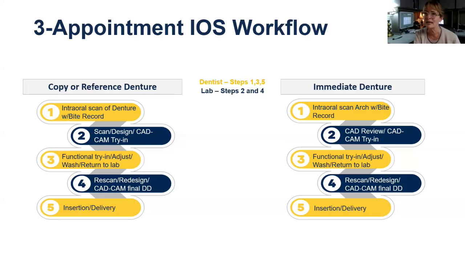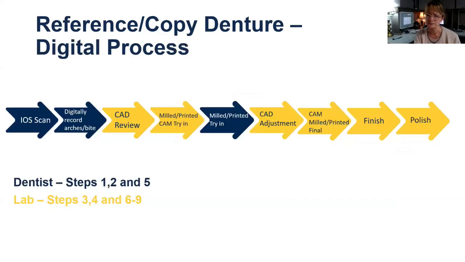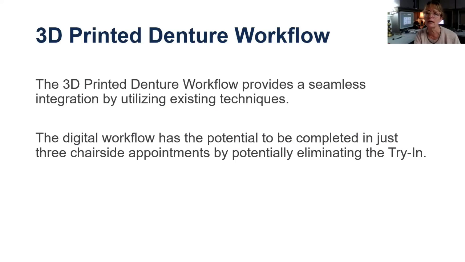And then the immediate denture really is a 2 appointment. You are going to scan, and then at the next appointment, you will be extracting the patient's teeth and inserting that denture. And typically that's referred to as a healing denture, a temporary denture, if you will. And you will do another one, a final, perhaps 6 months later. So using the 3D printed workflow provides a really nice sort of seamless integration, and it can potentially eliminate a try-in altogether.